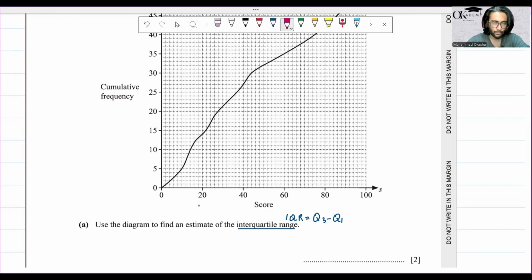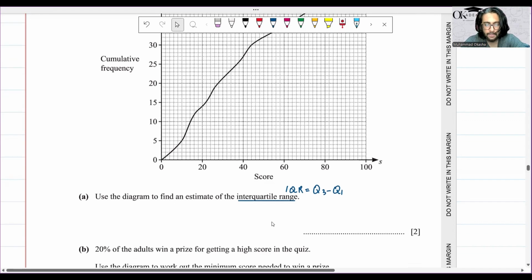Well, what do I know about the interquartile range? The interquartile range, IQR, is Q3 minus Q1. In other words, upper quartile minus lower quartile. So what do we know about the formula of the upper quartile and the lower quartile?